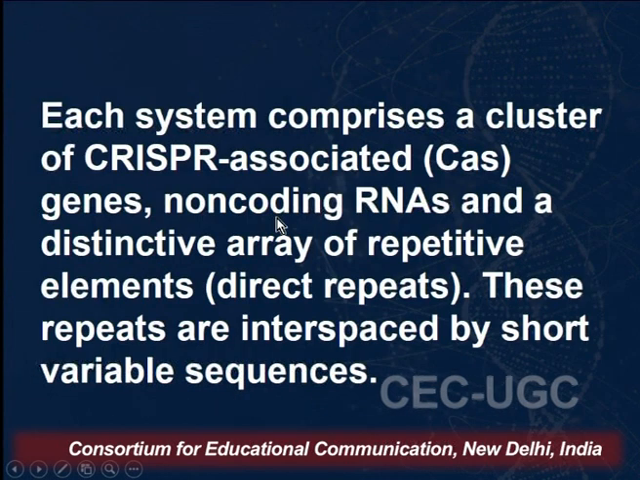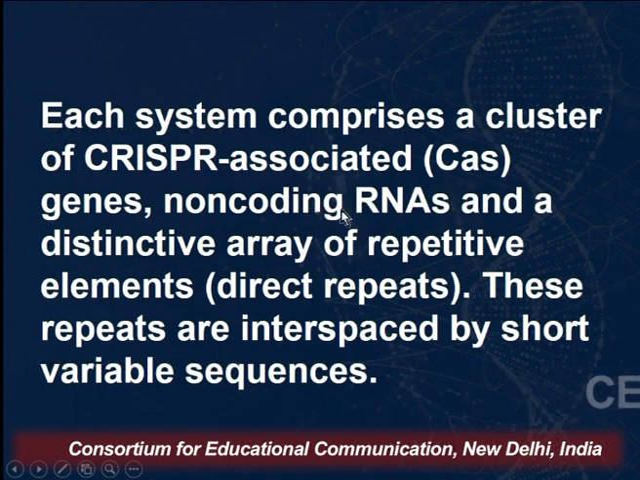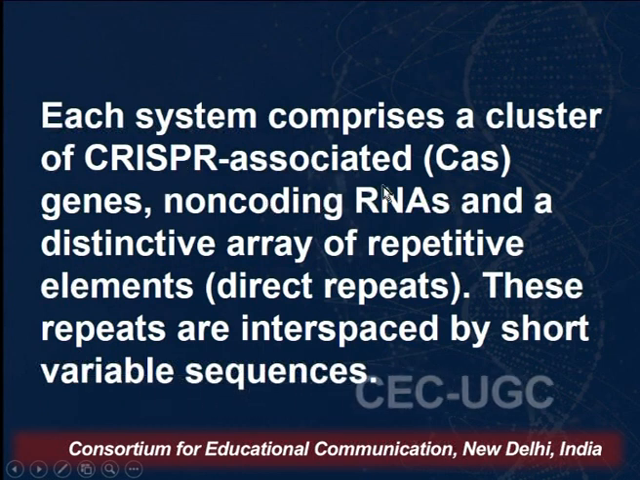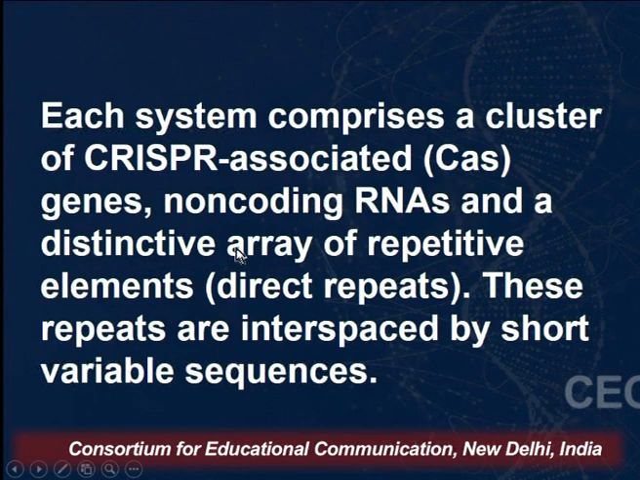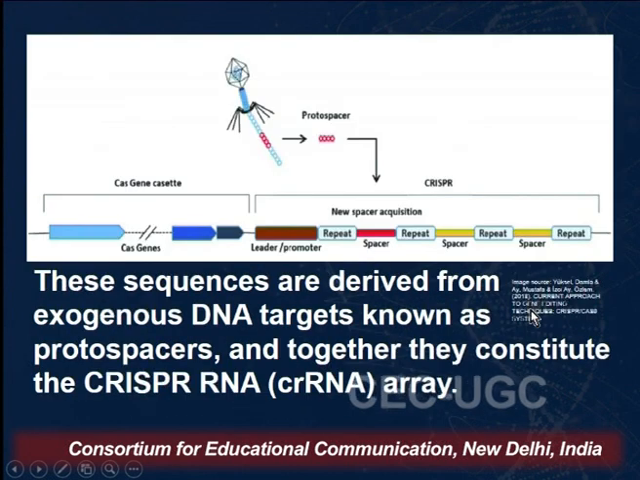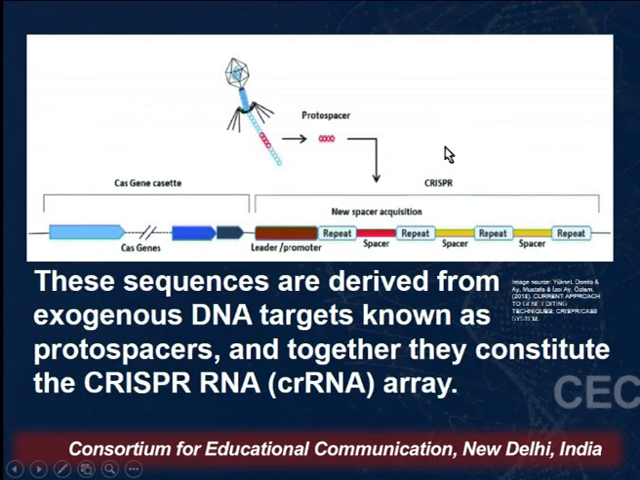So how does the structure of the CRISPR loci look like? Each system comprises a cluster of CRISPR associated genes. So Cas stands for CRISPR associated genes, some non-coding RNAs, and a distinctive array of repetitive elements termed as the direct repeats. These repeats are interspaced by short variable sequences. So this is what we have been discussing. This is a picture from another source, but again it is basically showing the CRISPR associated protein genes.